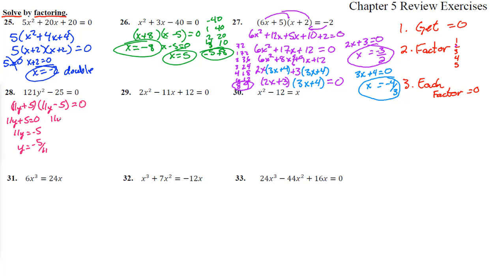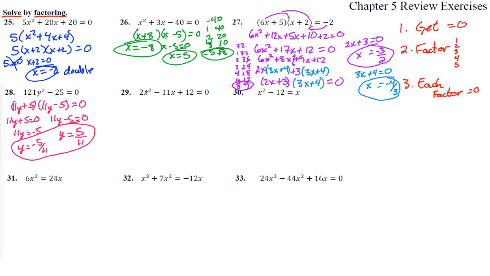Here we have 11y minus 5 equals 0. Add 5, and then divide by that 11. And here are our two answers for number 28.